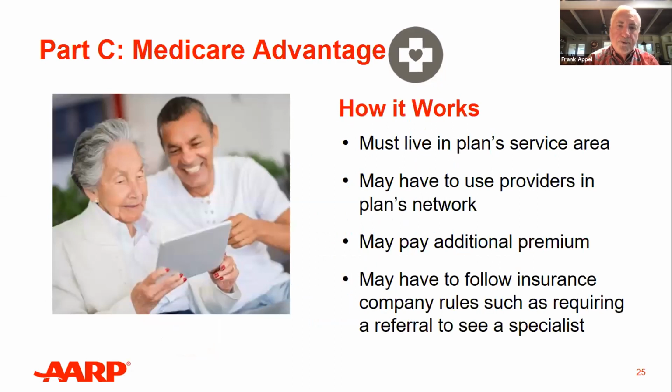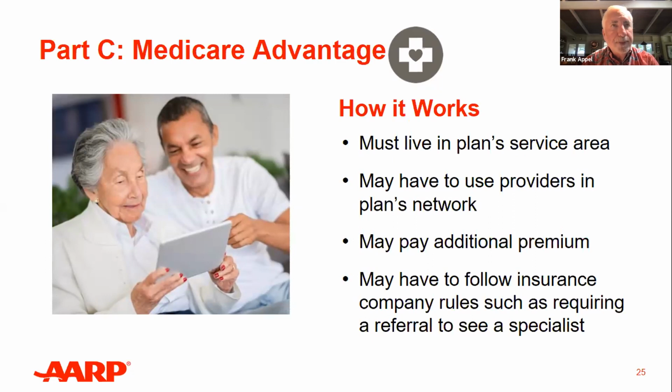So how does Medicare Advantage work? Well, you've got to live in the plan service area. And there are plans here in Hawaii that cover the entire state, but there are some that don't cover all of the islands, so you have to look at that. You may have to use providers in the plan's network. I think most of you are familiar with Kaiser. If you pick Kaiser's Senior Advantage plan, you have to go to Kaiser for care.